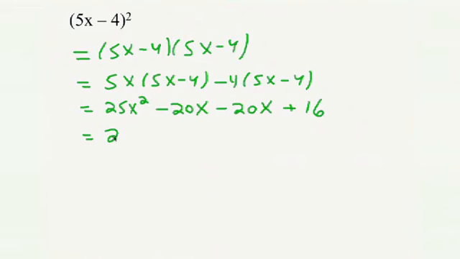So the correct answer is 25x squared, negative 20 and negative 20 is negative 40x, plus 16. Of course, you could also have done this problem by foiling it if that's what you prefer.